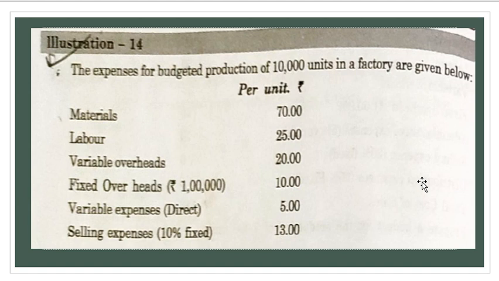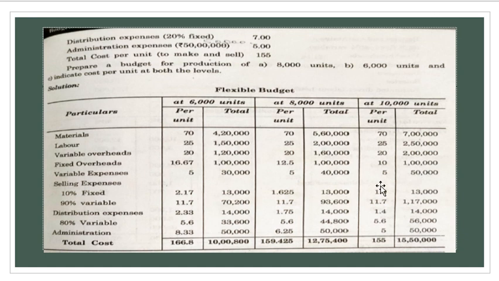Next in the question we have selling and distribution, which is 13, and in 13 rupees, 10% is fixed. So 13 into 10% will give us 1.3. 1.3 will be fixed, and the remaining, 13 minus 1.3, will give you 11.7. So the remaining is variable. So 1.3 into 10,000 will give you 13,000. 11.7 into 10,000 will give you 1,17,000.